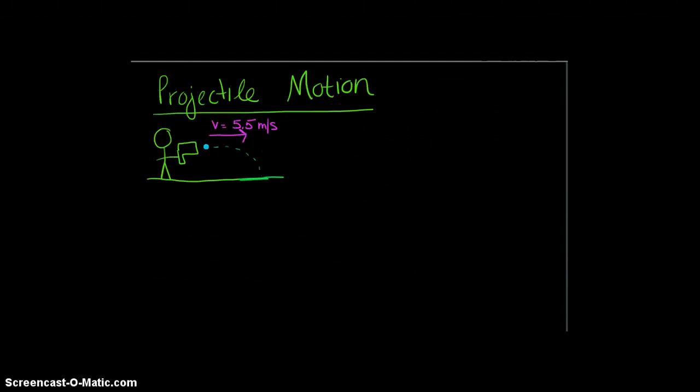Okay, so let's take these ideas that horizontal motion and vertical motion occur independently, and let's apply it to some quantitative problem solving. So imagine we have this Nerf gun, and the initial velocity of the dart as it exits the Nerf gun is 5.5 meters per second. Is that velocity in the x, or is that velocity in the y? Or is it some velocity at an angle to the x-axis?